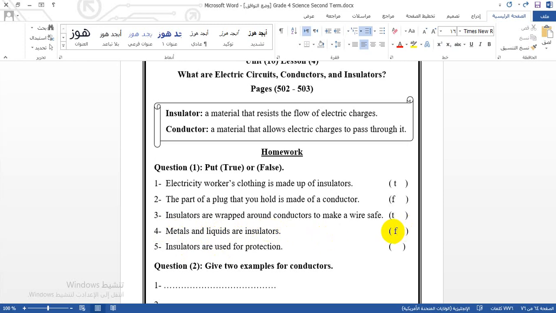The last one, insulators are used for protection. Sure, it's true.